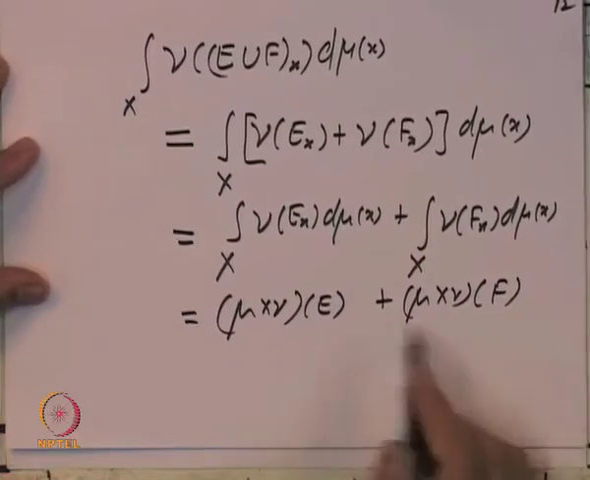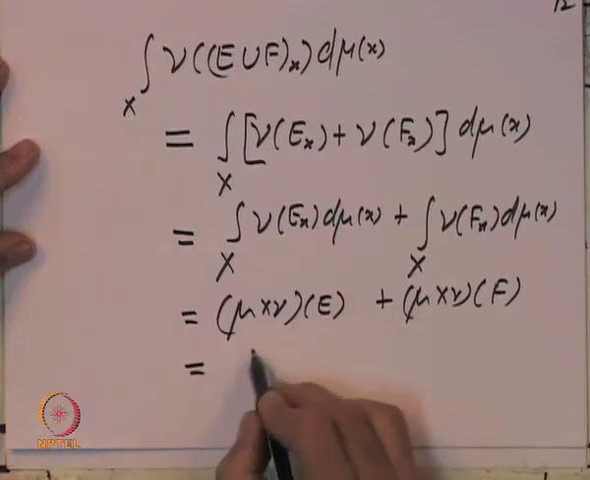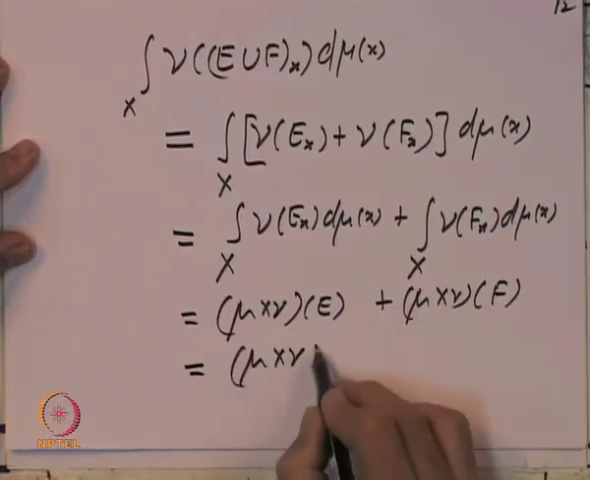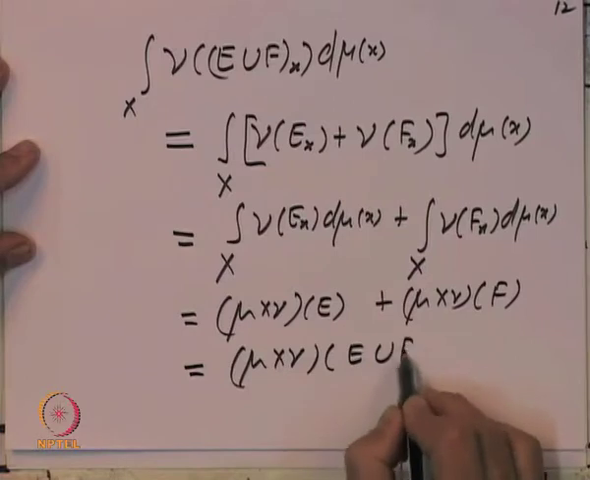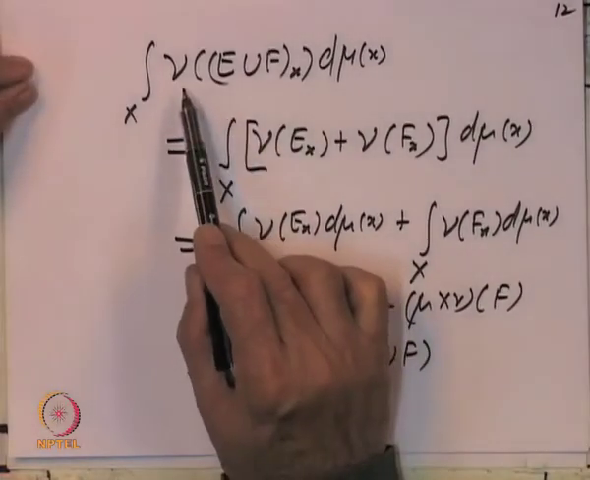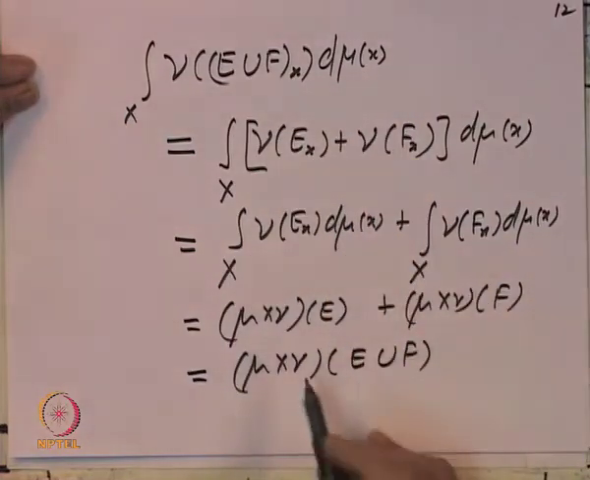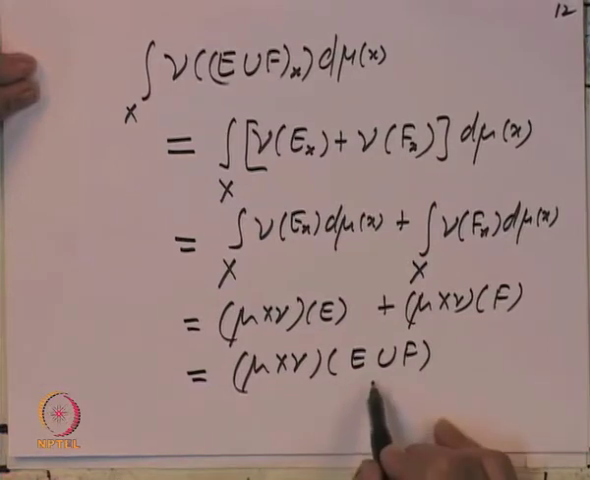And now, by the fact that E and F are disjoint and mu cross nu is a measure, this is nothing but mu cross nu of E union F. So, what we have shown is that if I integrate nu of E union F section with respect to mu, that is the product measure of the set E union F.